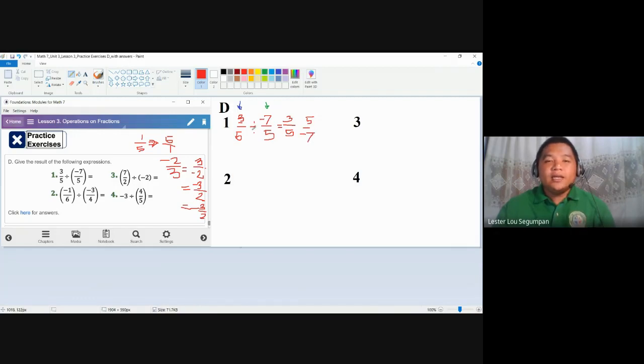Then the division operation will not be there anymore, but instead we will be using the multiplication process. So after we reciprocate, we change the operation to multiplication. Or it could also go the other way: if we change the operation to multiplication, we reciprocate the divisor only. And then after that, we proceed with multiplication of numerator to numerator, denominator to denominator. So we have here the answer of 15 over negative 35.